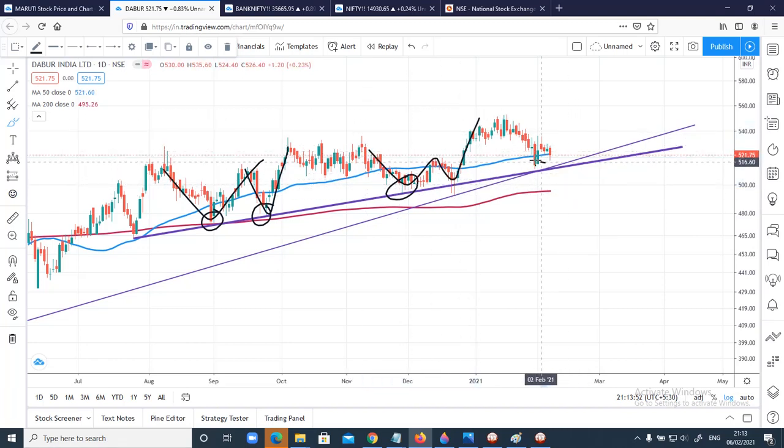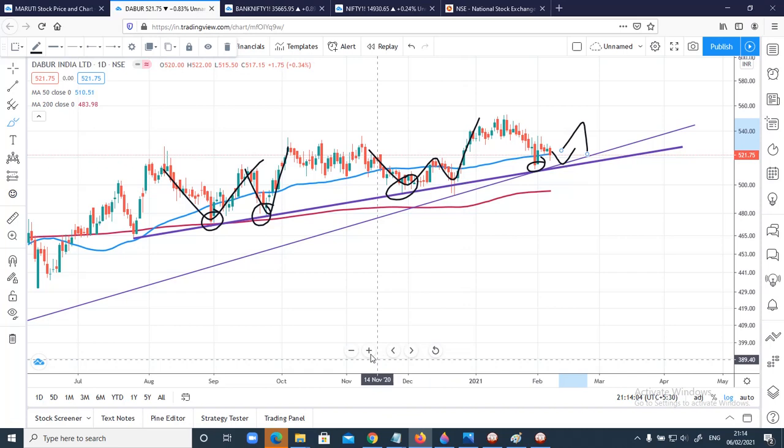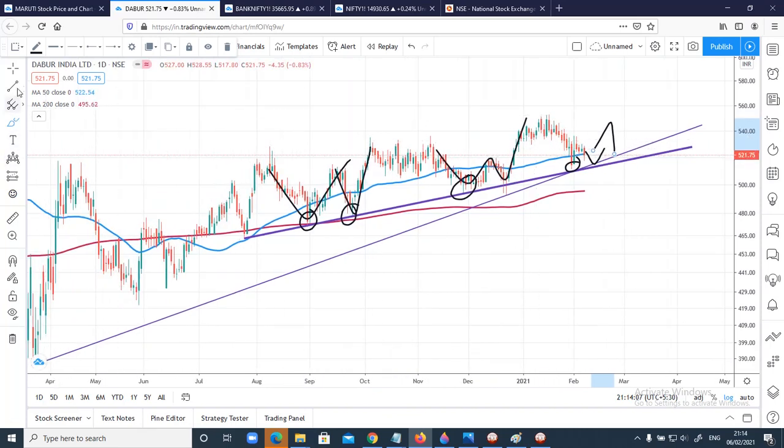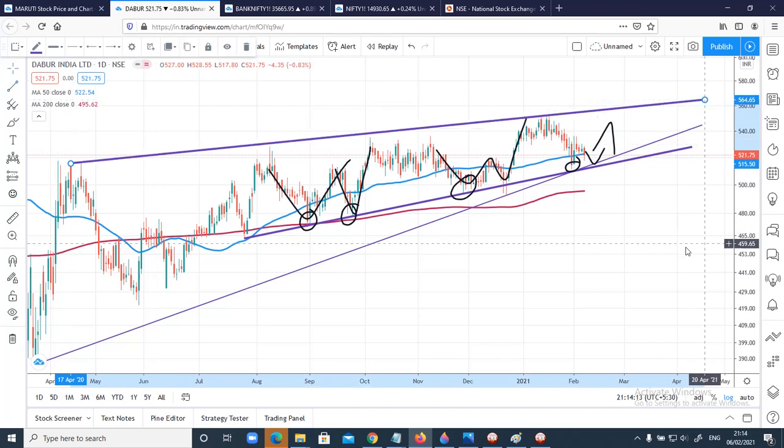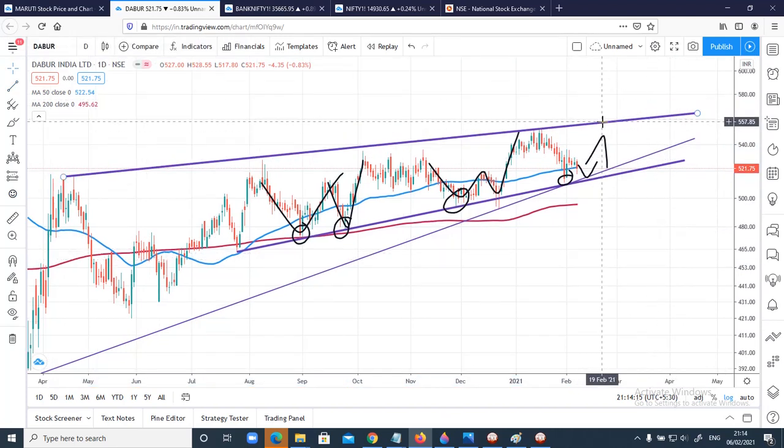So now again it has come near the trend line, and it's also near the key support, that is the 50 moving average. So in case it touches this trend line and reverses, then there are good chances the stock will start moving up. Now, what is the maximum level we can expect the stock to move up? Let me draw one more trend line here and show you. You can see, this is the point, you can expect somewhere around 550 to 560 levels. This is a simple analysis.